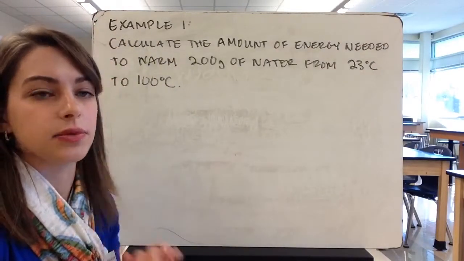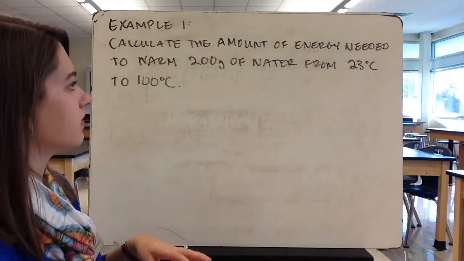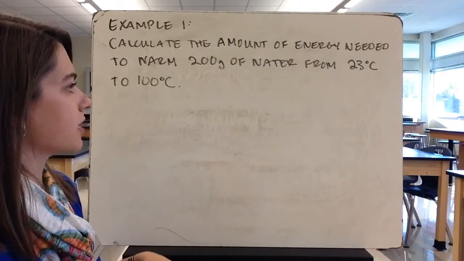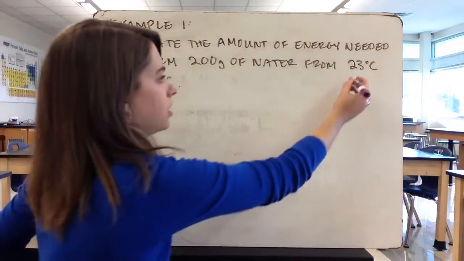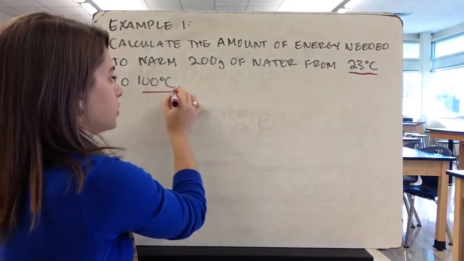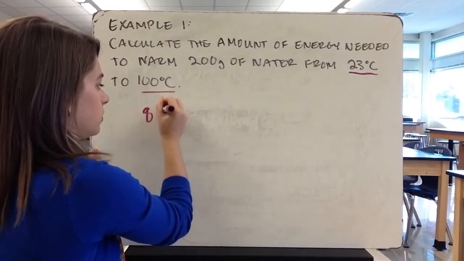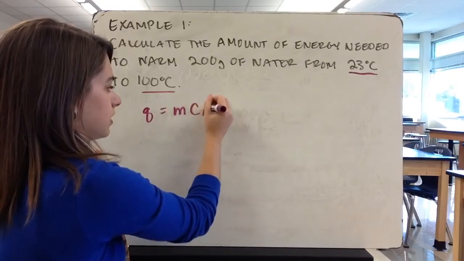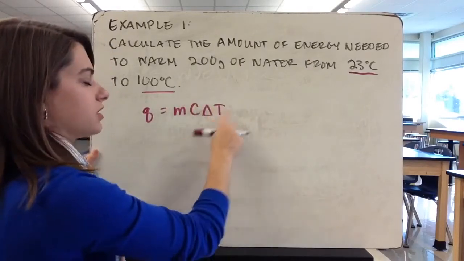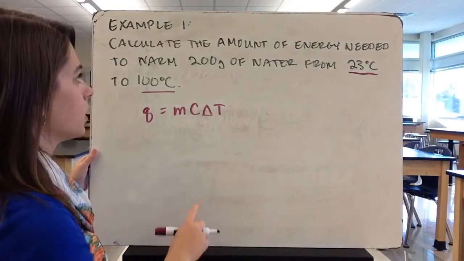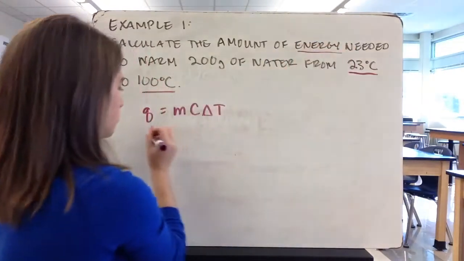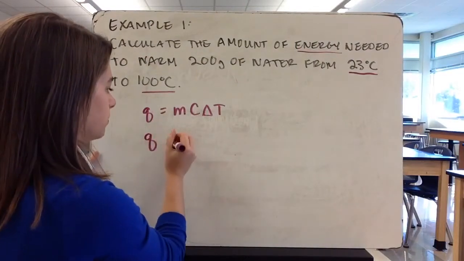So here's our first example. Calculate the amount of energy needed to warm 200 grams of water from 23 degrees Celsius to 100 degrees Celsius. So you know, since we have a temperature change, we're going to use Q equals mc delta T, because since we're involving temperatures, we know we need our equation with our temperature change. So we're calculating energy, so we know that we're going to be calculating Q.